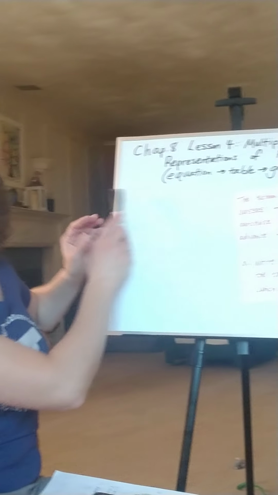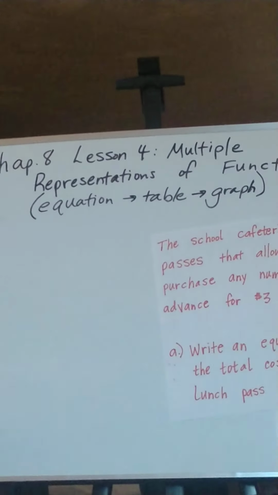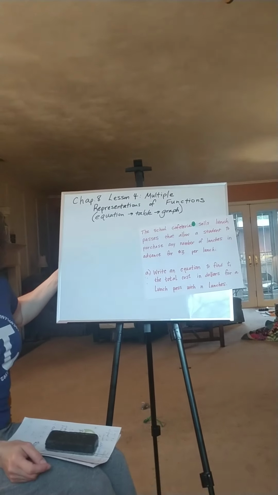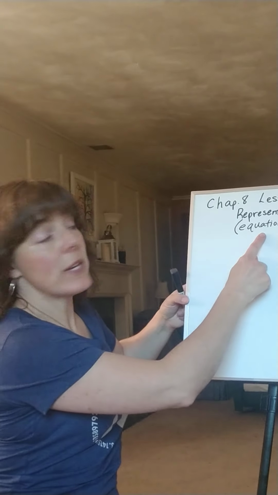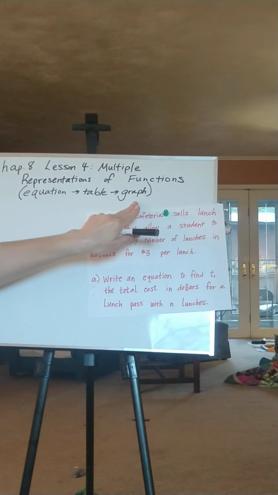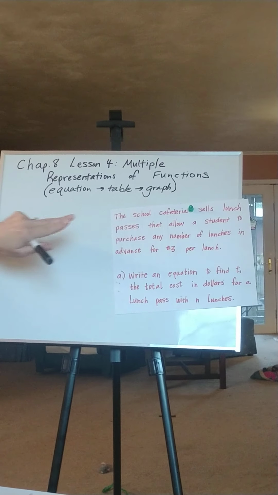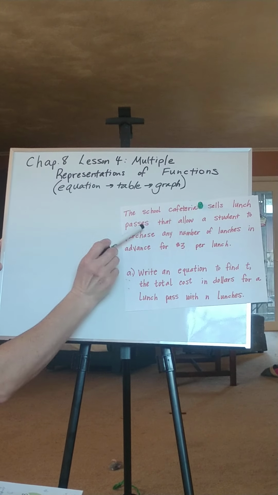Welcome to Chapter 8, Lesson 4, Multiple Representations of Functions. That is a fancy way of saying that we're going to take a function, which looks like an equation. We're going to write it as an equation, using a table, and drawing a graph. All three showing the same equation.